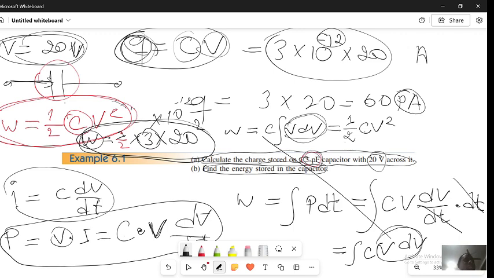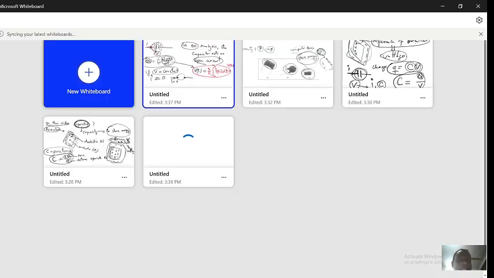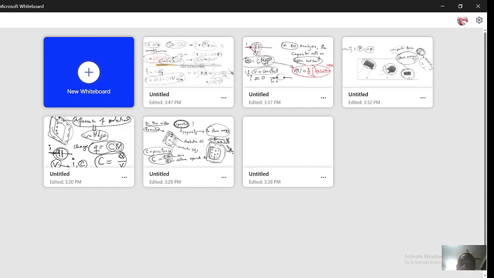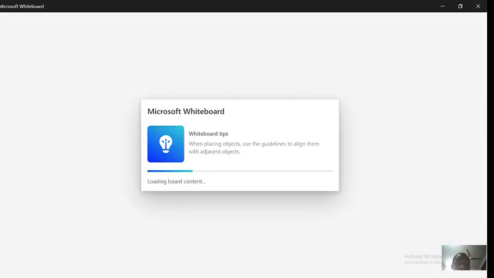Let's see another example of how to determine this. We already saw the relation between the voltage, the current, and the capacitance. We saw how to determine the power in a capacitor. We saw how to determine the energy stored in a capacitor. Now let's see another example.